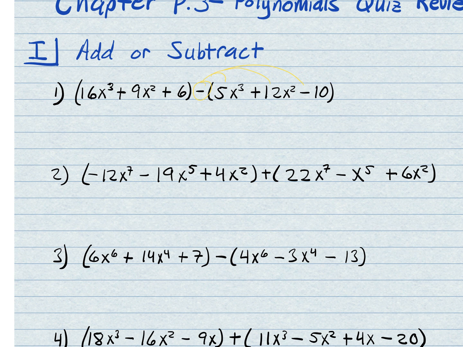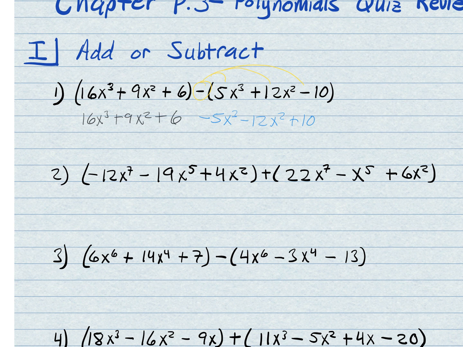What I like to do and what makes this easier for me is to just rewrite the entire second polynomial, changing the sign of everything. So minus 5x cubed minus 12x squared plus 10. I saw in class today there was a very common mistake. If you're subtracting everything, you have to change the sign of every term inside the parentheses. So this minus 10 is going to become a plus 10. And because we didn't do anything to the first polynomial, I'm just going to rewrite it, just like this.